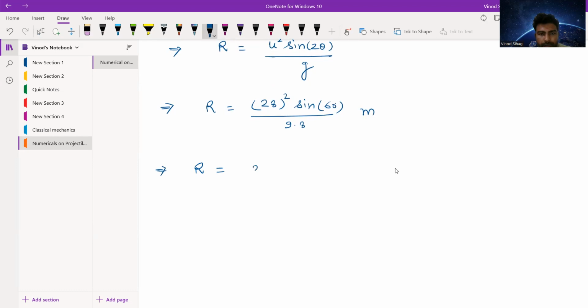R equals 28 into 28 into the value of sine 60 degree, which is square root 3 by 2, and 9.8. Now if we solve it further, we will get 69.28 meters.